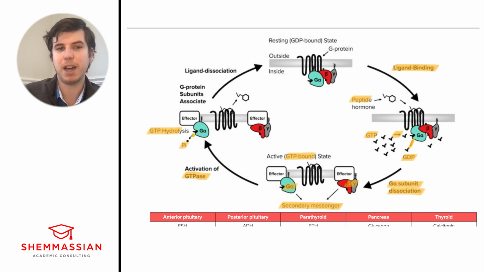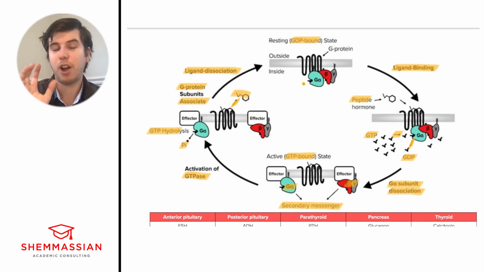We have GDP bound, which means our G protein subunits, our alpha, our beta, and our gamma, are going to reassociate, right? And when they come back together, that's going to cause our ligand to dissociate as well. So they're going to come together, our ligand here, our peptide hormone, is going to leave. And then we're back to the GDP bound resting state, right? GDP is bound in the alpha subunit, and we're not doing anything.